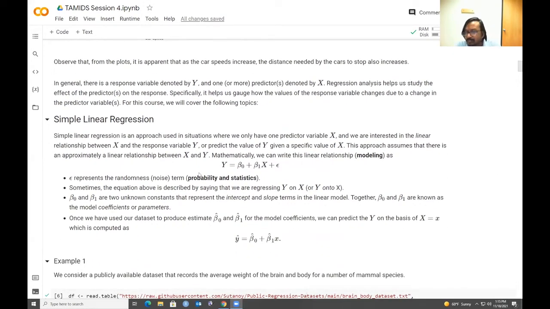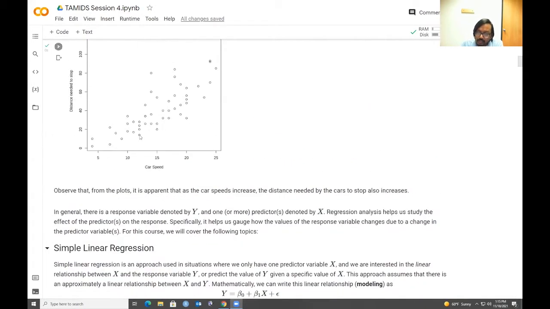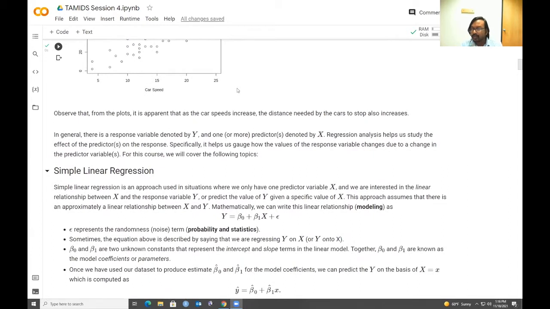So the idea of simple linear regression is we would like to extract this overall pattern and summarize it with a straight line. What we are trying to extract here is whether there is a linear pattern between the predictor x and the response y. Mathematically, we would like to write this linear relationship as y equal to an intercept term beta naught plus a slope term beta 1 times the predictor plus some random noise terms.